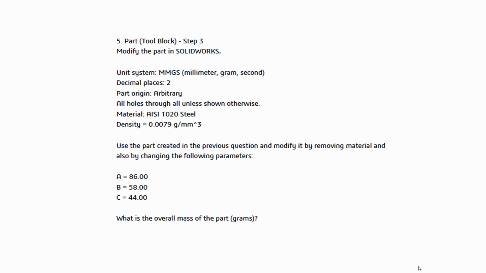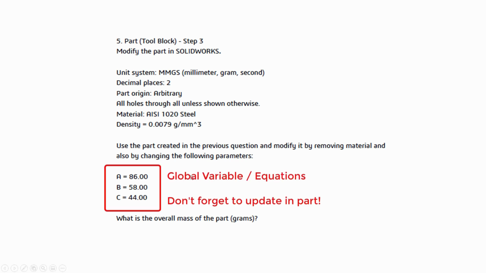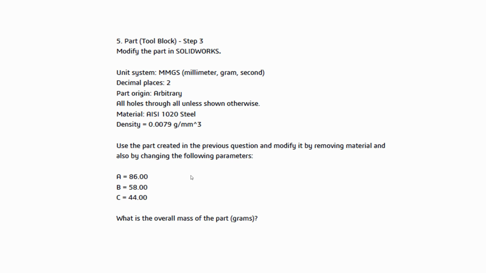If we take a look at question 5, we can see that they're telling us to use the part we created in the previous question and modify it by removing material and changing the following parameters. Remember that A, B, and C are being driven by global variables and equations, so they are slightly different in this question than they were in the previous, so we just want to make sure we don't forget to update that information also. So now that we've taken a look at the different views, we are aware of some of the issues that could happen. Let's go ahead and jump into SOLIDWORKS and start removing some of this material.